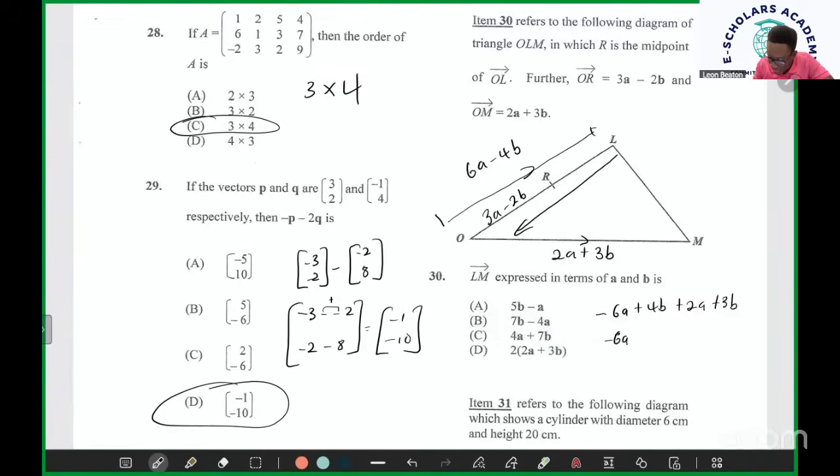Negative 6A plus 2A, that would be negative 4A. Negative 4B plus 3B, that would be 7B. So we can switch it around and have 7B minus 4A, which is simply B. All right, B is the answer for this one here.